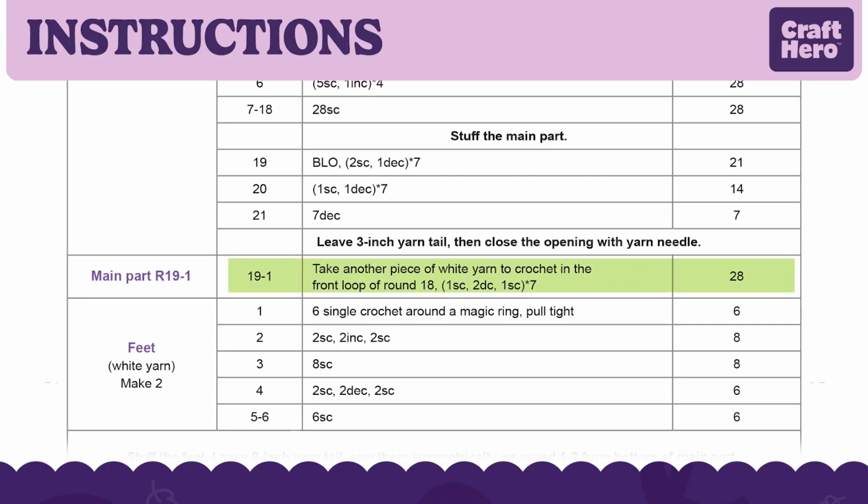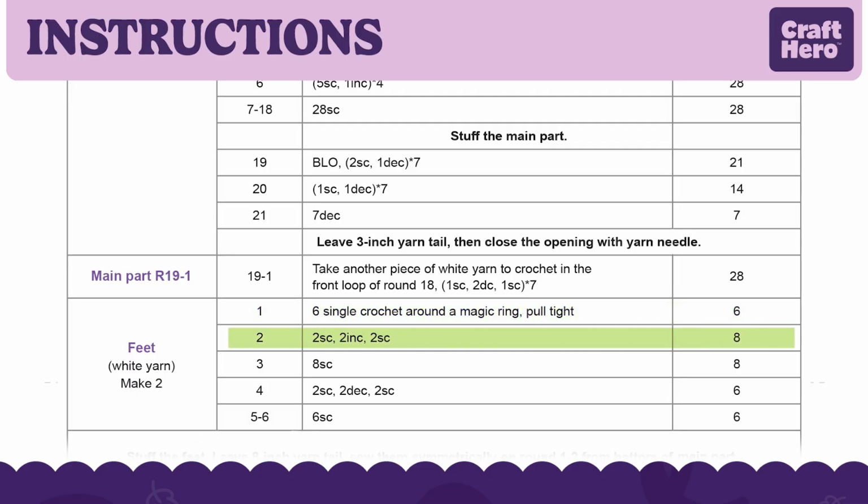Use new white yarn. Start crocheting on front loops of round 18. Work 7 sequences of 1 single crochet, 2 double crochet, 1 single crochet. 28 stitches in total. For the feet, we need to start with a magic ring and work 6 single crochet. For round 1, pull the ring tight, 6 stitches in total.